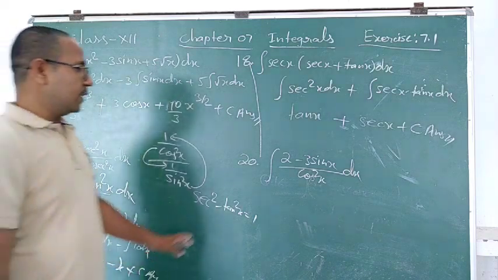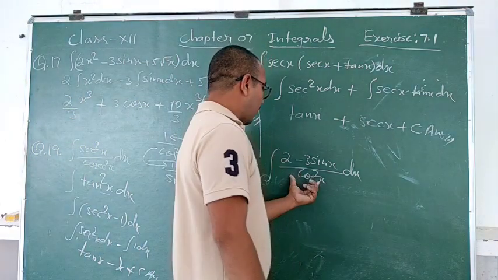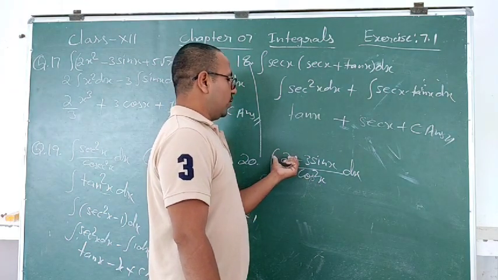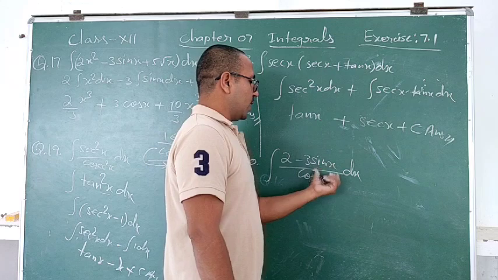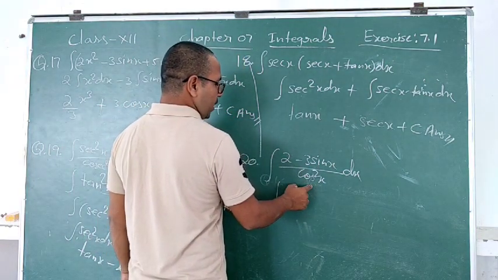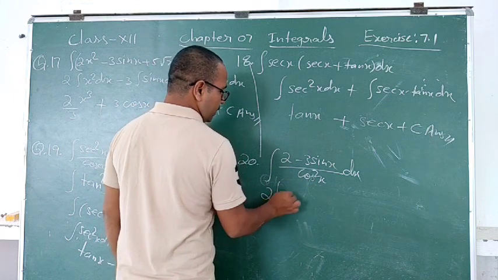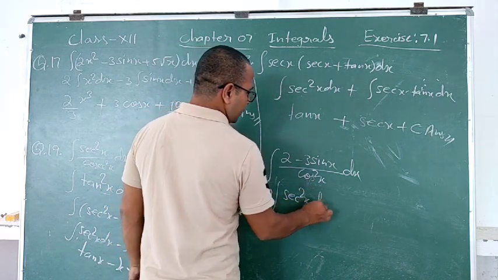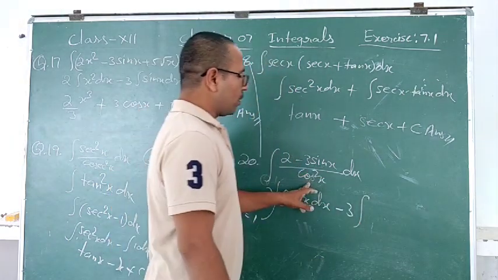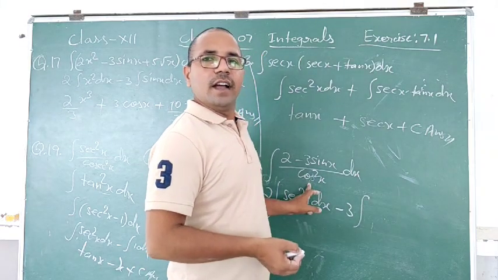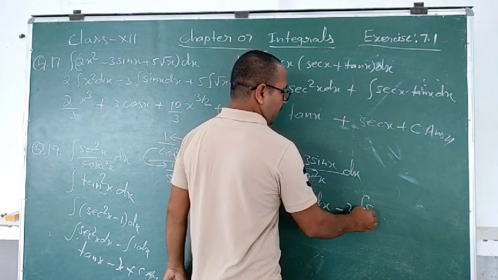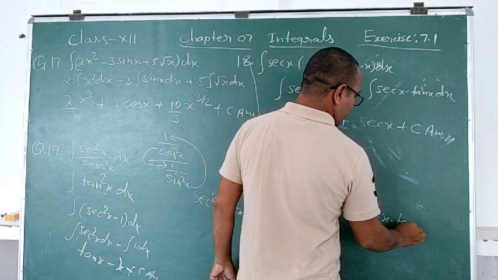So now students, let's see question number 20. Again numerator and denominator. So one time make the denominator of 2, second time make the denominator of sin x. Let's see what we get. 2 upon cos square x will give you sec square x dx. Minus 3 is a constant, so it comes outside. Sin upon cos will give you tan, and one cos is remaining because of the square, so 1 upon cos will give sec. So sec x into tan x dx.